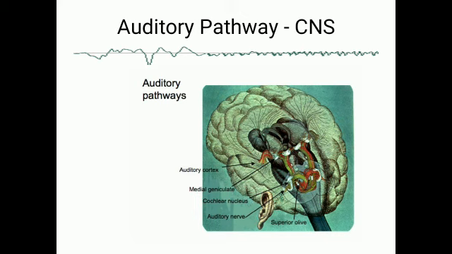So here is a different picture showing the auditory pathway. Here you have the auditory nerve, the cochlear nuclei, and the superior olivary complex and trapezoid body. And here you have the inferior colliculus and the medial geniculate body projecting finally to the temporal cortex.